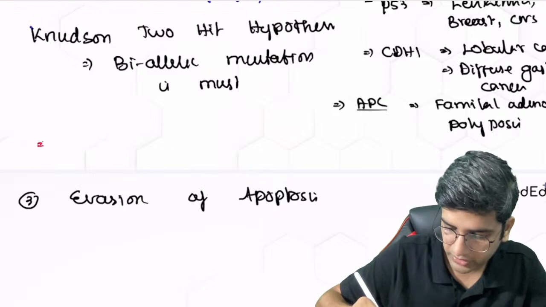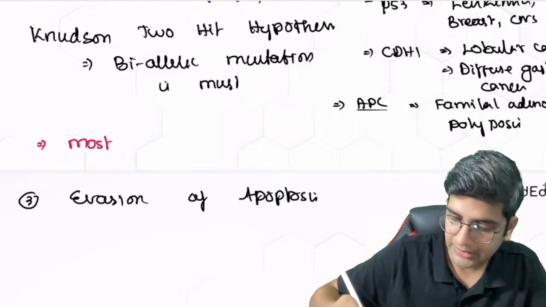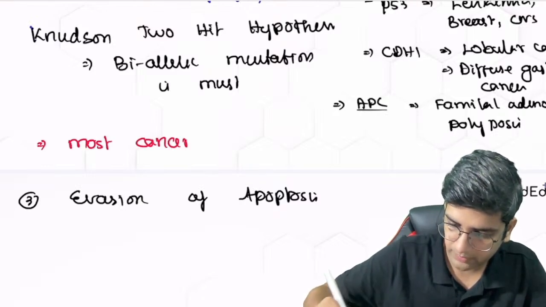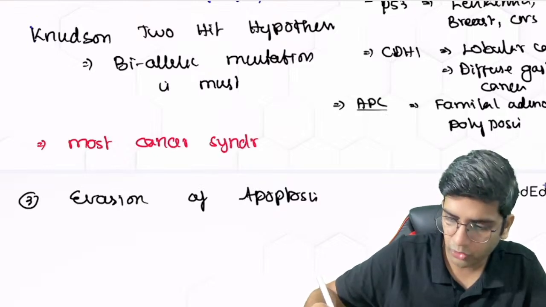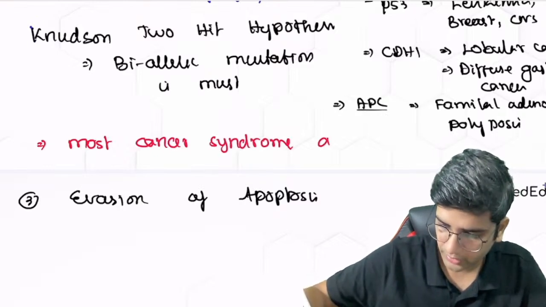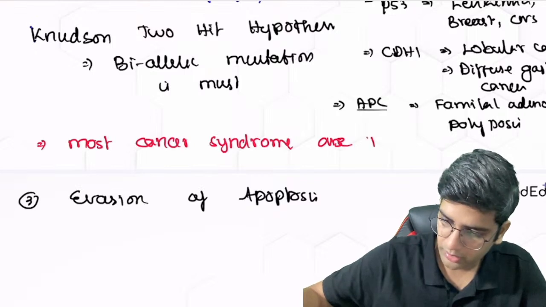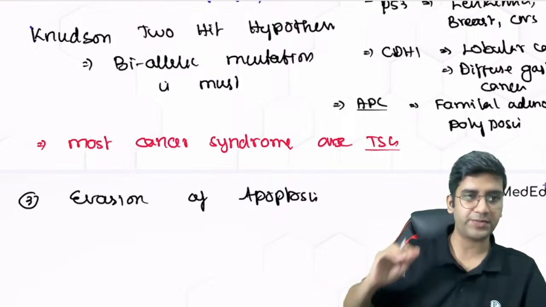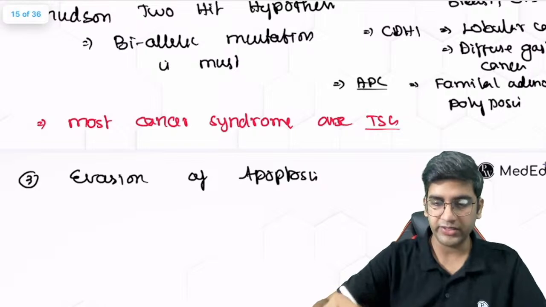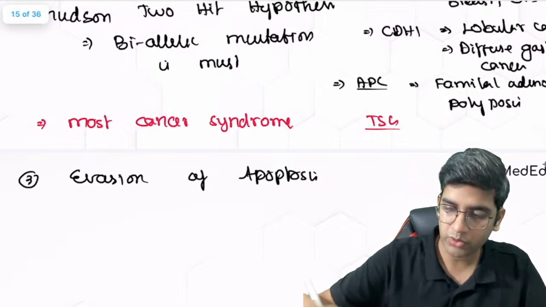So most of the cancer syndromes involve tumor suppressor gene. I'm writing TSG for tumor suppressor genes, right? So if you remember this, you can remember n number of examples.